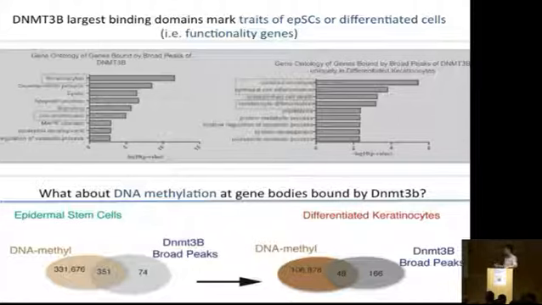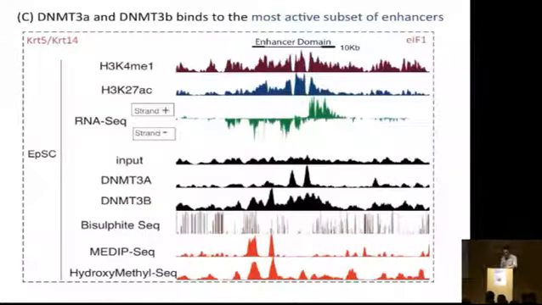We could see there is a large overlap of these genes bound by DNMT3b that are enriched for DNA methylation at gene bodies, in both epidermal stem cells and also differentiated keratinocytes. Interestingly, the gene ontology between the genes that contain DNA methylation and the ones that do not have DNA methylation is actually very interesting, but I don't have the time to talk to you about it today.